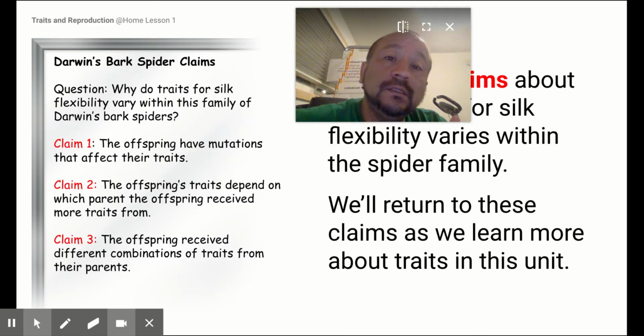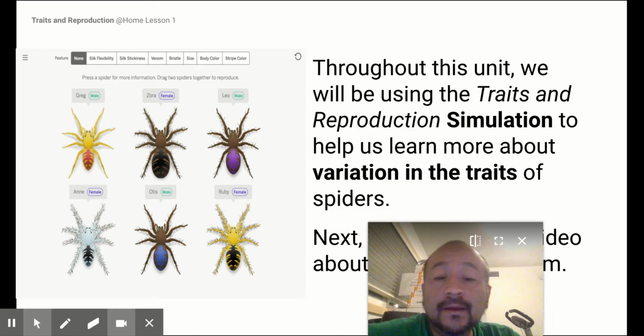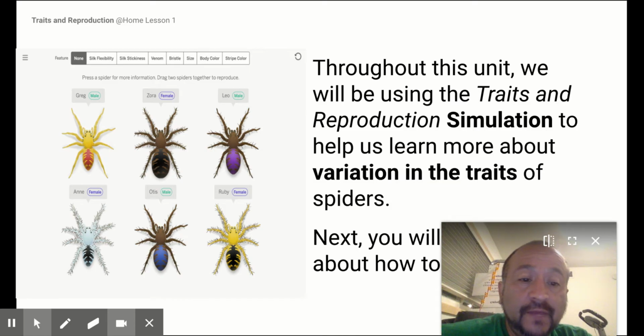So why do traits for silk flexibility vary within this family of Darwin's bark spiders? So here we have 3 reasons why there are different traits. Why are there spiders that have different silk flexibilities, high, medium, low? Claim 1, the offspring have mutations that affect their traits. Claim 2, the offspring's traits depend on which parent the offspring received more traits from. Or claim 3, the offspring receive different combinations of traits from their parents. So we're going to revisit that and come back, and then we will test it out and find out if that claim has enough evidence.